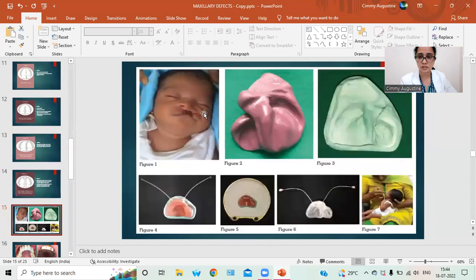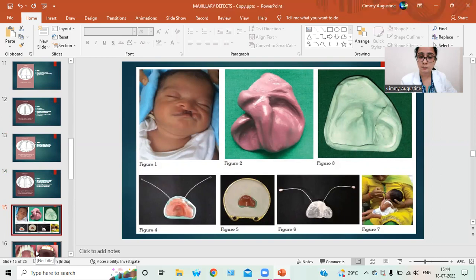Now, in this image, a child has a left cleft lip. So what we had done is we had made an impression of this patient and we got a cast from that, and we have given a feeding appliance. When a child suffers from a cleft lip or cleft palate, the main problem is feeding, because whenever the child sucks in milk, it can go into the nasal cavity. So the child may suffer choking. In order to prevent that, we give a feeding appliance.